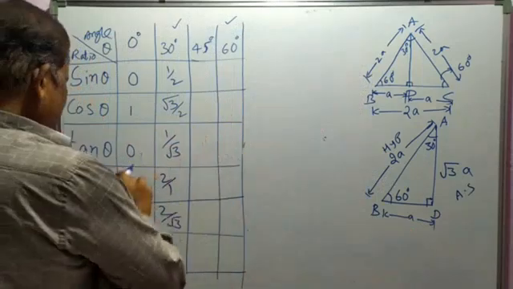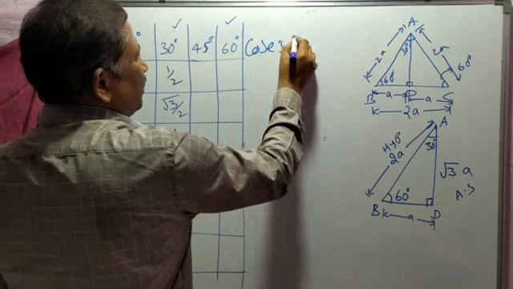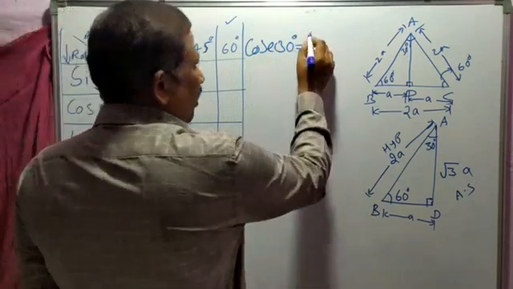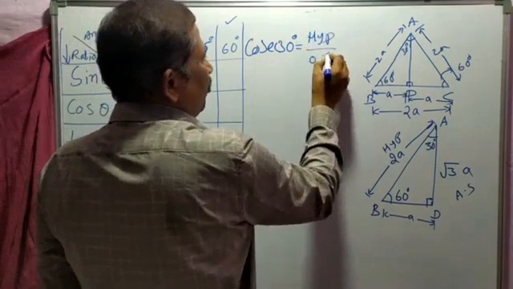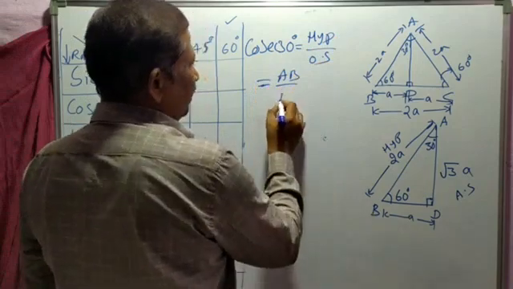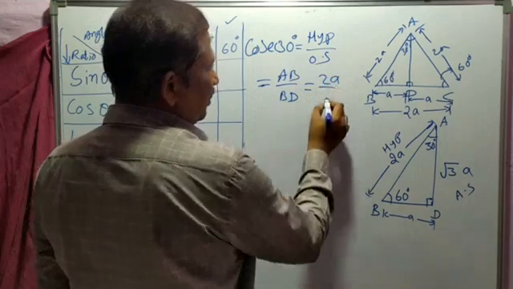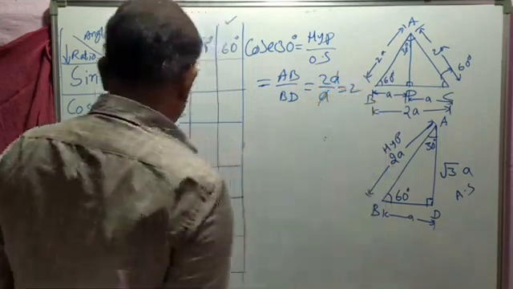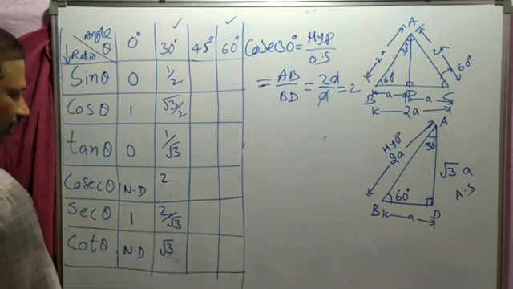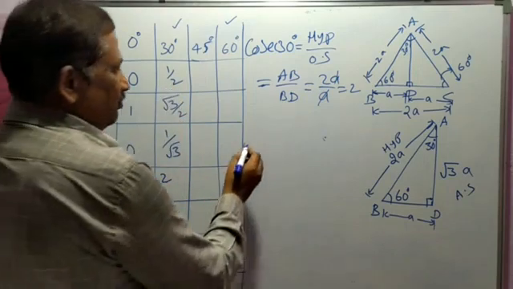If you want, for cosecant also we can write. Cosecant 30 degrees is the reciprocal of sine, so hypotenuse by opposite side. Hypotenuse is AB, opposite side is BD. So AB is 2A, BD is A. A gets cancelled. 2 by 1 is 2. We already wrote that it is the reciprocal of the sine value. So this is for secant also.